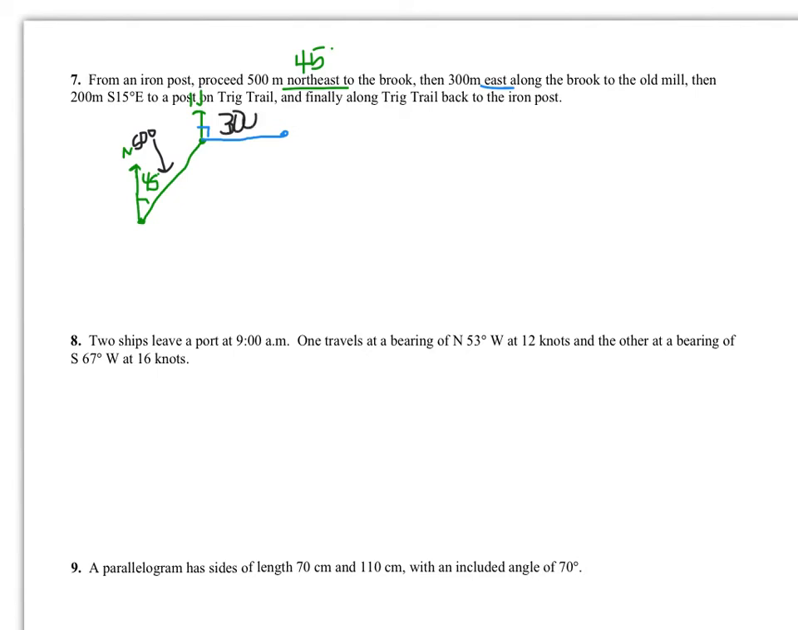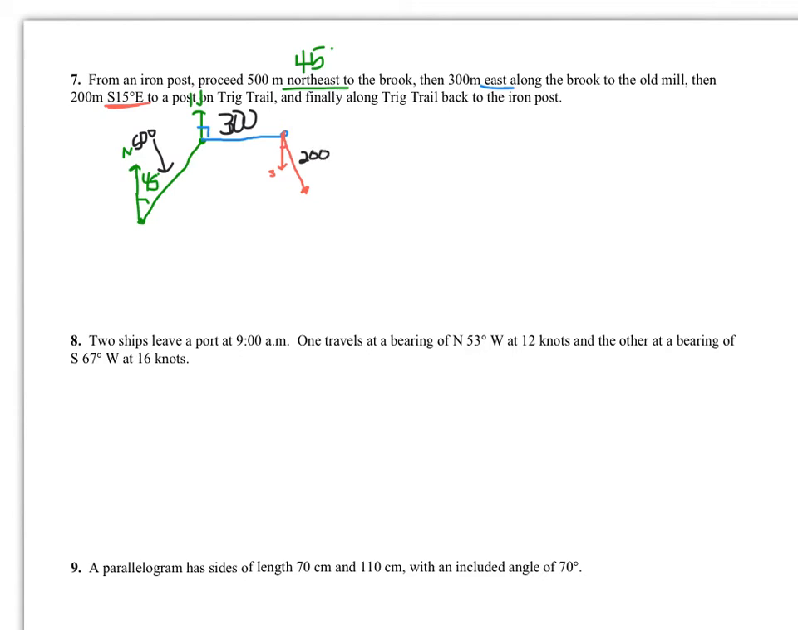Once we get to the old mill, proceed 200 meters south, 15 degrees east. So this is going to look a little different. Let's see what we can do here. South, 15 degrees east. I'm going to draw, instead of north, obviously, a little south. And I know that that's exactly south, but I'm only going to go 15 degrees, so just a tiny amount along Trigg Trail, and that's 200 meters, so even smaller than that last segment. That distance is 200 meters, and the degree is 15 degrees.